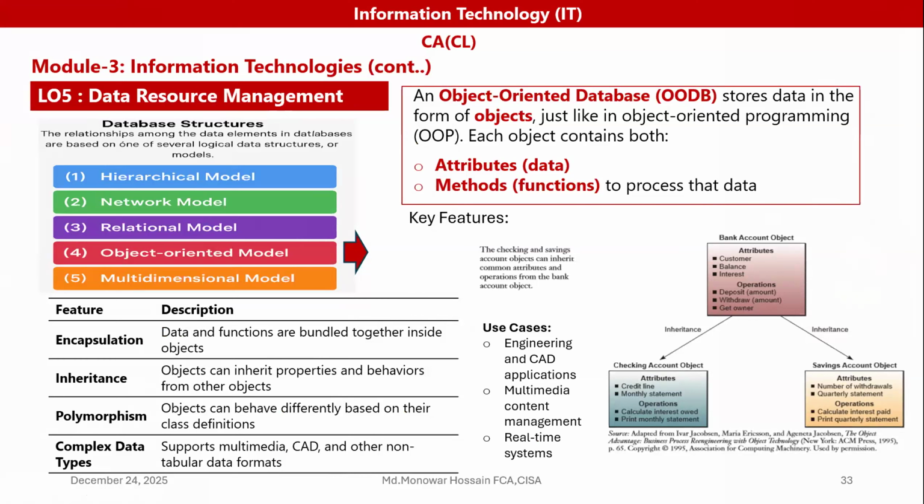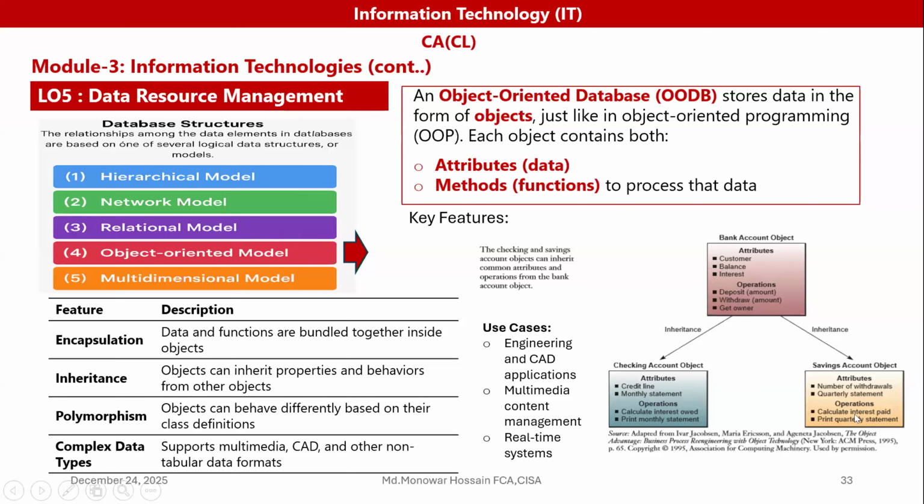And if we see the features here, think of the bank account object. Attributes: the customer, the balance of the customer account, the interest rate, and the operations can be deposit, which takes an amount, and withdrawal, which also takes an amount, and ownership. Inherently the checking account object has a credit limit, and whether a daily or monthly statement is available or not. The operations calculate the interest owed and print the monthly statement for the account object.